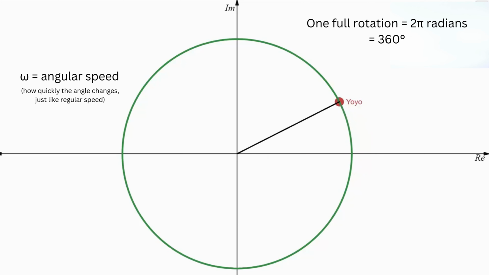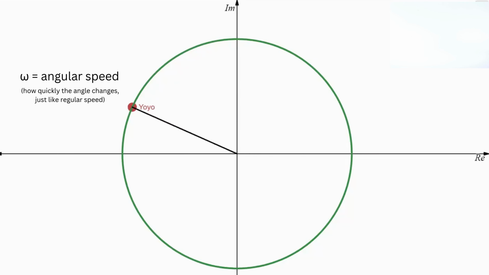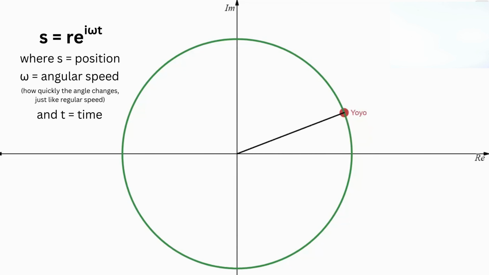Radians is a unit for an angle, like the unit degrees, and angular speed represents just how fast that angle changes per second. And let's just say that the rope's length is r meters long. Then, if you treat one axis as the real axis and the other as imaginary, you can say that the yo-yo is moving according to the formula s = r e^(i omega t), where omega is the angular speed and r is the radius from the center.